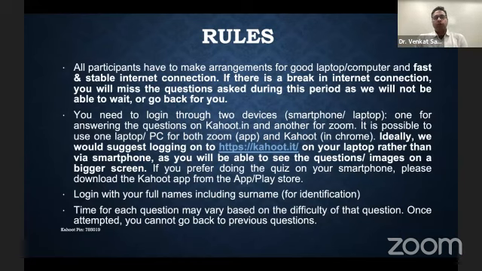Now, there are certain rules for Kahoot. All participants have to make arrangements for a good computer or laptop and a fast, stable internet connection. If there is a break in internet connection, you will miss the questions asked during this period, and we will not be able to wait or go back for you. You need to ideally log in through two devices, a smartphone and a laptop, one for answering questions on kahoot.in and another for this platform, Zoom or whatever platform you are viewing the lecture on. It is possible to use one platform for both. In Chrome, you can have two tabs, but that would make it a bit tricky, as you won't be able to view both simultaneously. So please have two devices ready.